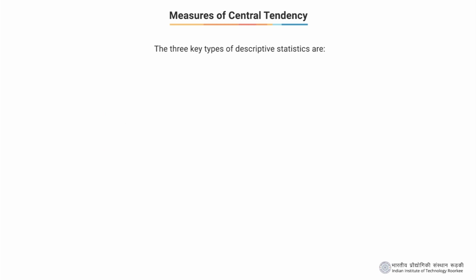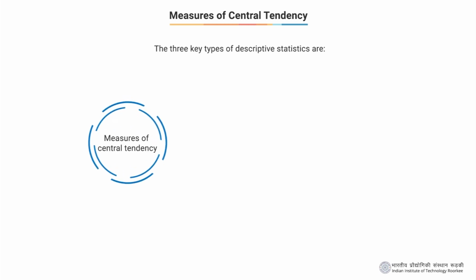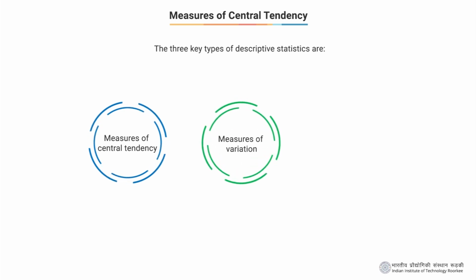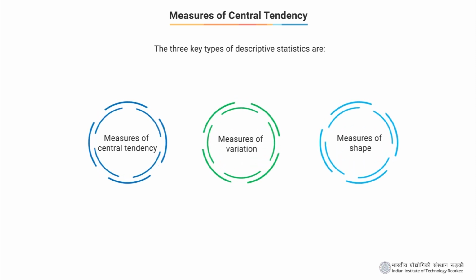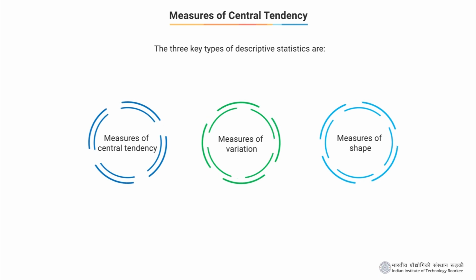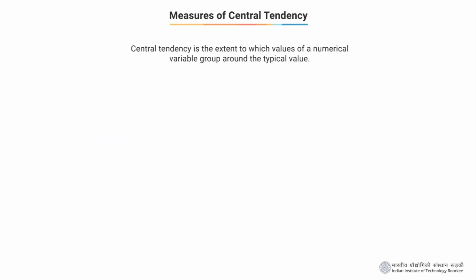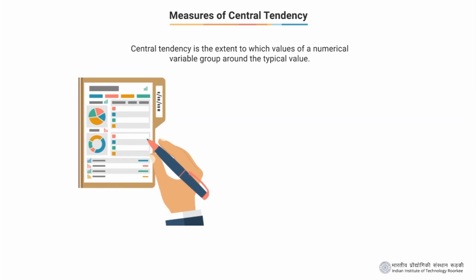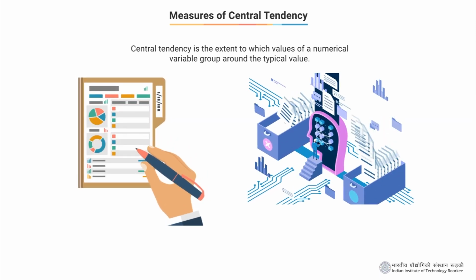The three key descriptive statistics that can be categorized are measures of central tendency, measures of variation, and measures of shape. Let's start with measures of central tendency. Central tendency is the extent to which values of a numerical variable group around a typical or central value. A measure of central tendency is a summary statistic that represents the center point or typical value of a dataset.